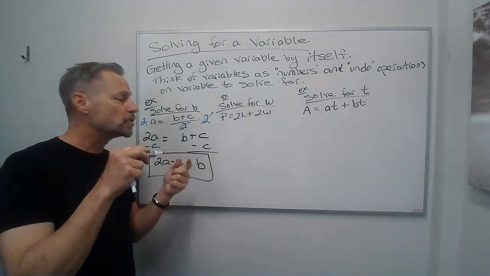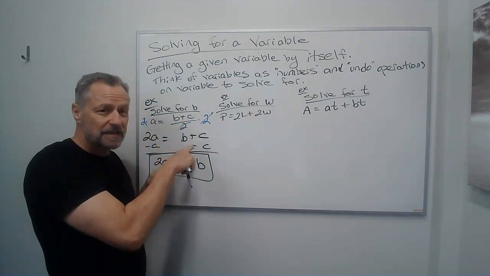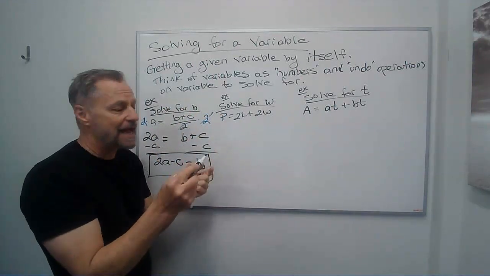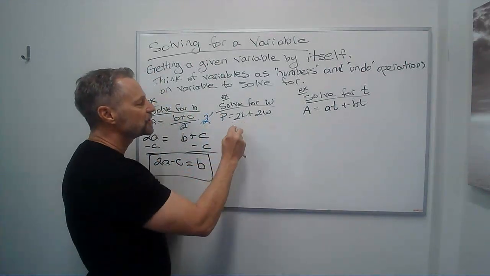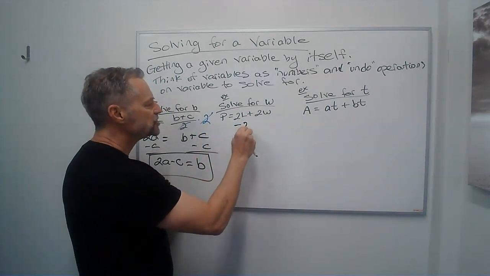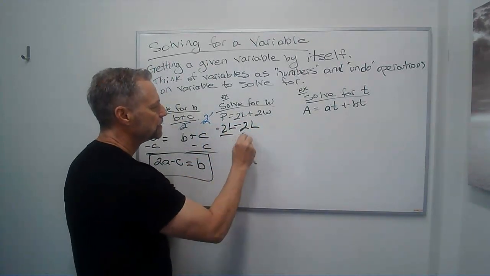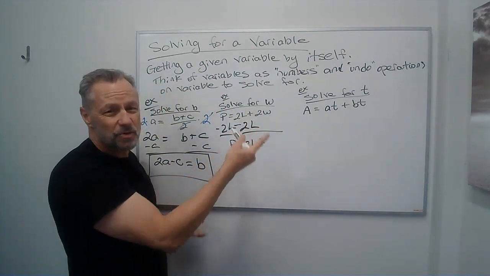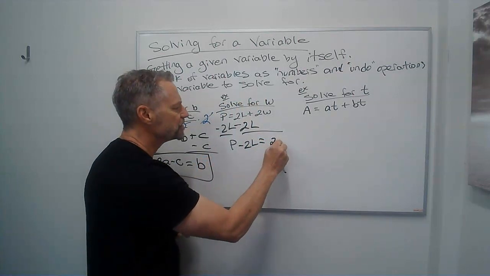So usually I'll do multiplication first if I need to clear a fraction, then addition and/or subtraction, and then division last. So in this case, I want W, so I'm going to get rid of the 2L by subtracting 2L from both sides. And over on the left, I have P minus 2L. On the right, 2L minus 2L is 0. 0 plus 2W is just 2W.